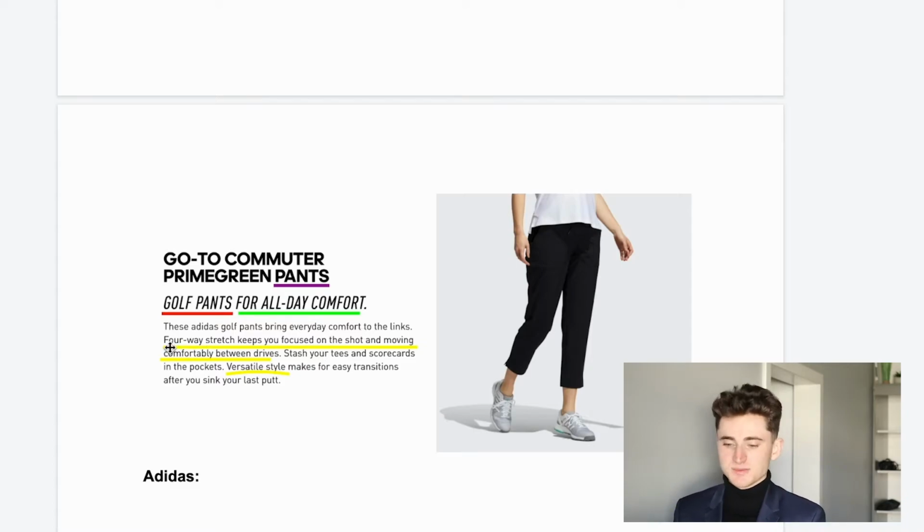So our customers can use this product every single day. And then we have the unique selling propositions. What is the distinguished feature or benefit? We have a lot of them here. We have 4-way stretch, which keeps you focused on the shot and moving comfortably between drives, and versatile style.